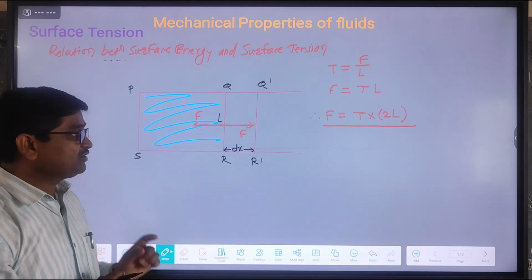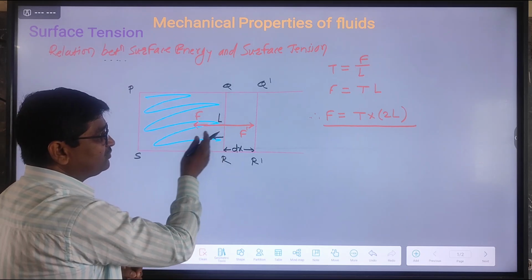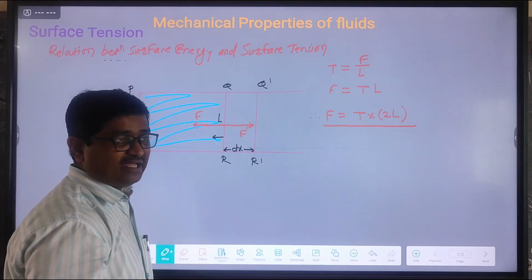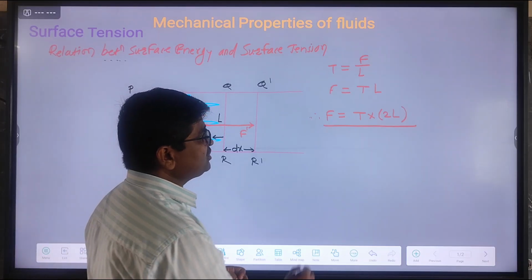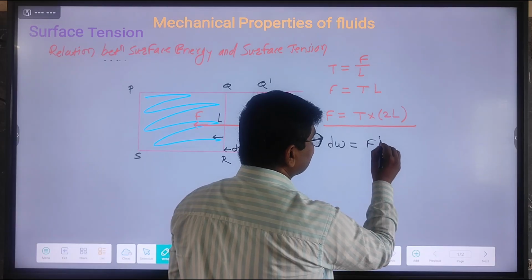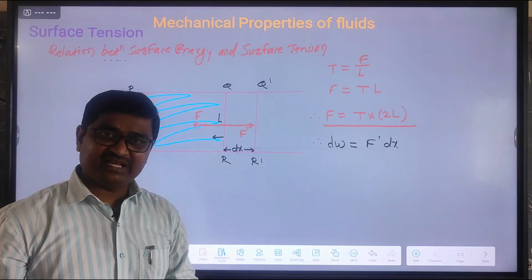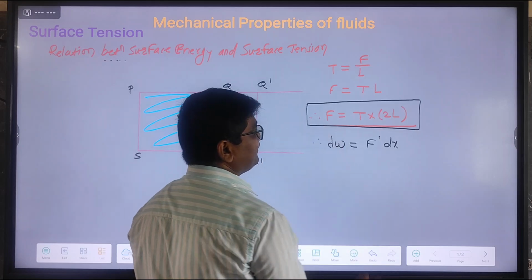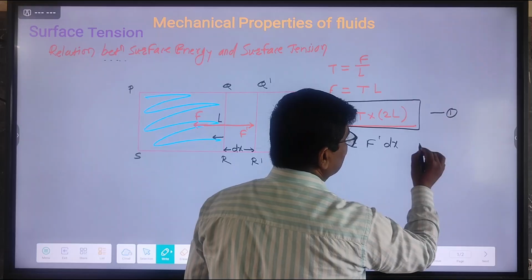So what happened here? Actually, the direction of force through the film is inward. But here the slided wire QR experiences an outward force of the same magnitude. It means the surface area of the film will increase due to the very small displacement dx, and work has to be done. So as per the definition of work done, work done is equal to force into displacement, where displacement is denoted by dx and the outward force is denoted by F dash. But we know it is the same magnitude of force, F is equal to T into 2L. So put this value in equation number 2.